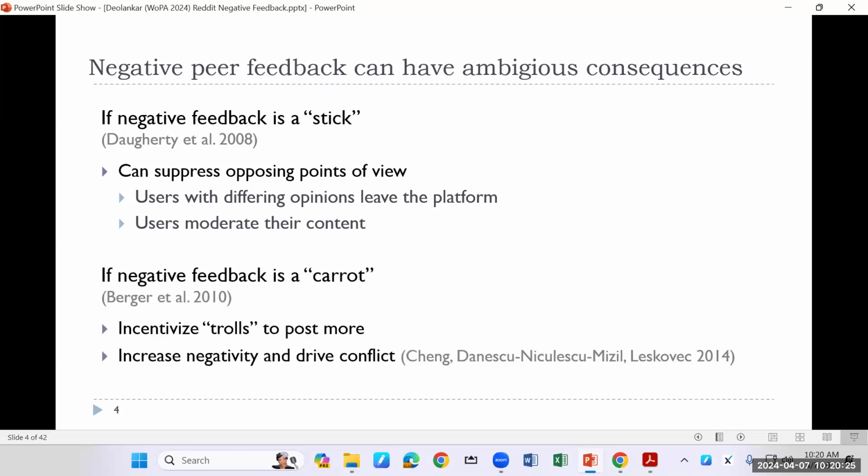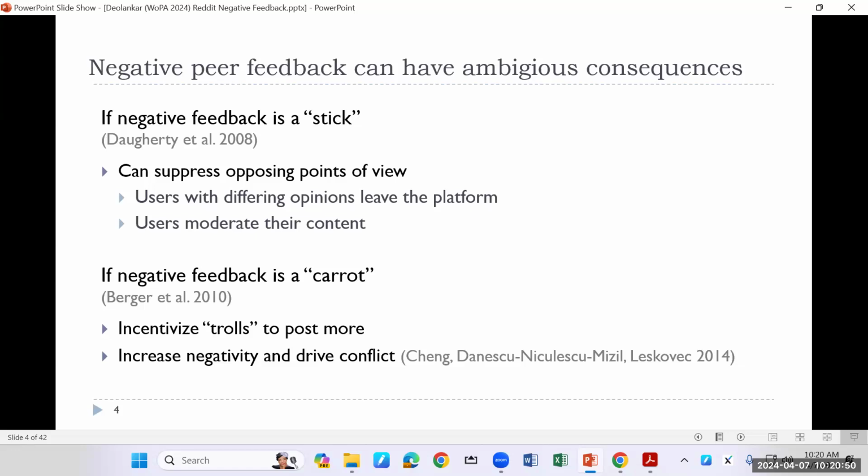You can also think of negative peer feedback as a carrot, meaning the attention that comes with negative feedback can actually incentivize you to create more content in the future. And if it just so happens that the individuals who are incentivized to increase their subsequent content production are low-quality users such as trolls, then they can bring the overall UGC quality levels on the platform down.